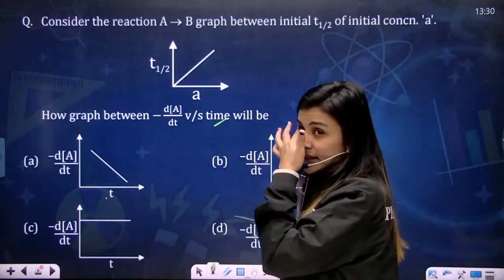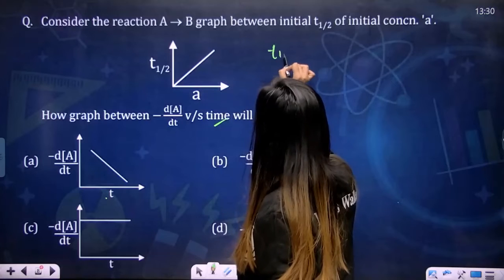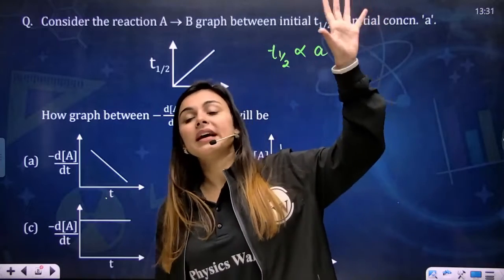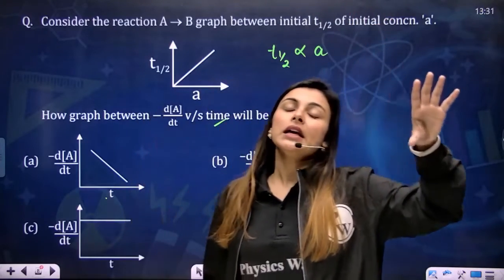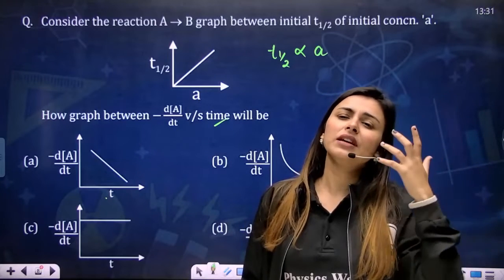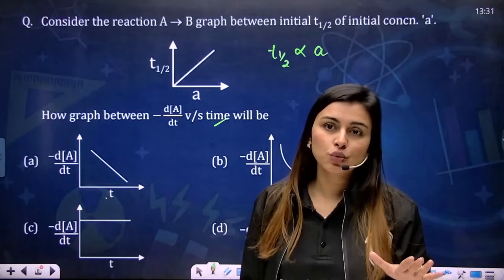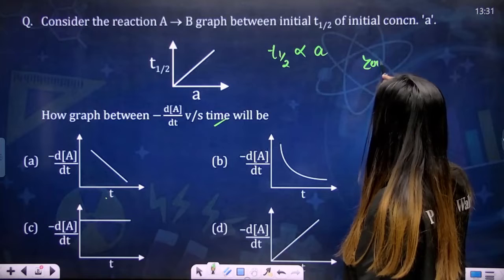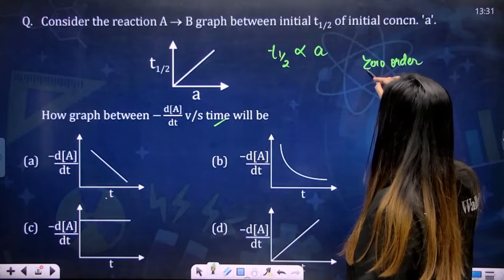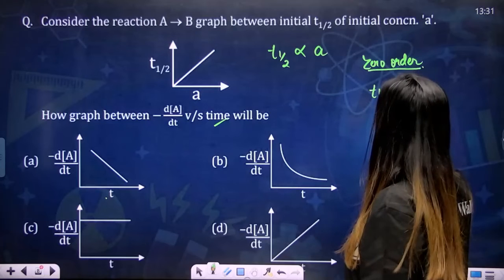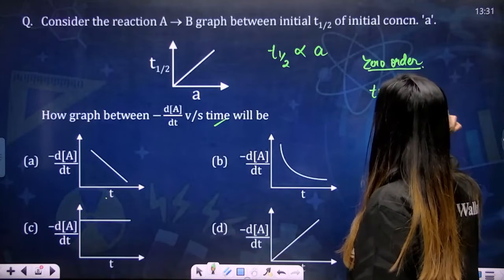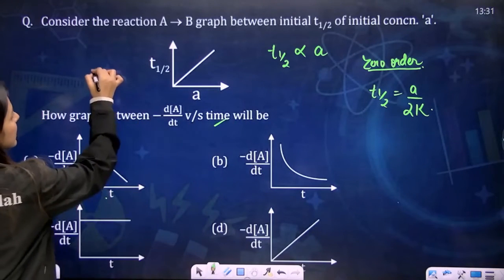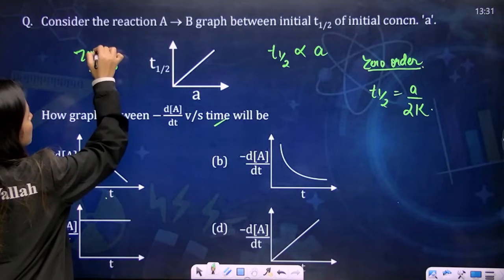Try it. If you see here, you can say that your T half is directly proportional to the initial concentration A. And if you remember the expressions of T half, in all the expressions T half is generally inversely proportional to the concentration. There is only one order, the zero order reaction, where T half is directly proportional to the initial concentration. The expression is T half equals A upon 2K, right? Yes. So seeing the graph and the proportionality, I can say that the order of the reaction is 0. It is a zero order reaction.